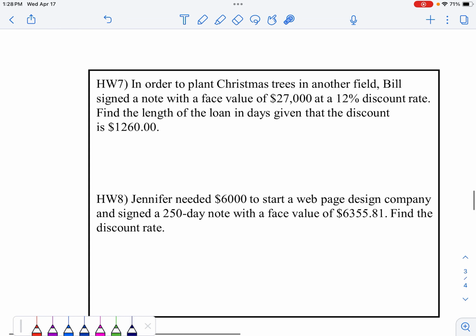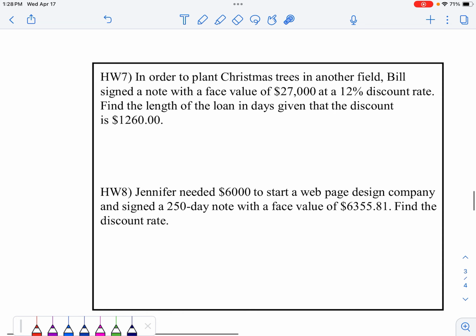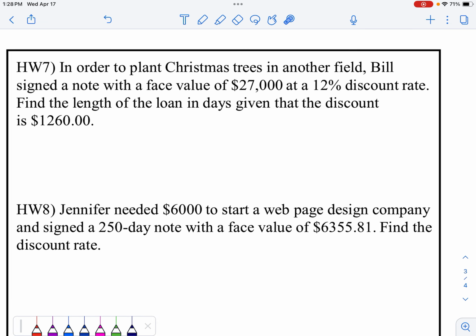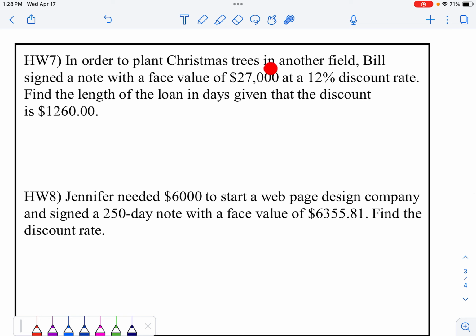All right, so let's do a couple more exercises before we look at the next topic. In order to plant Christmas trees in another field, Bill signed a note with a face value of $27,000 at a 12% discount rate. So when you see that, you know we are talking about simple discount notes. Find the length of the loan in days, given that the discount is $1,260. So this is the bank discount. This is the discount rate. And this is the face value. We want to find the length of the loan, which is the time.